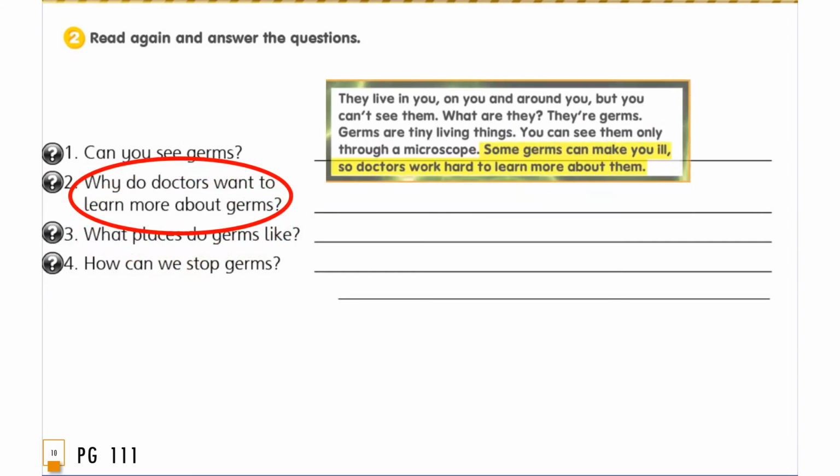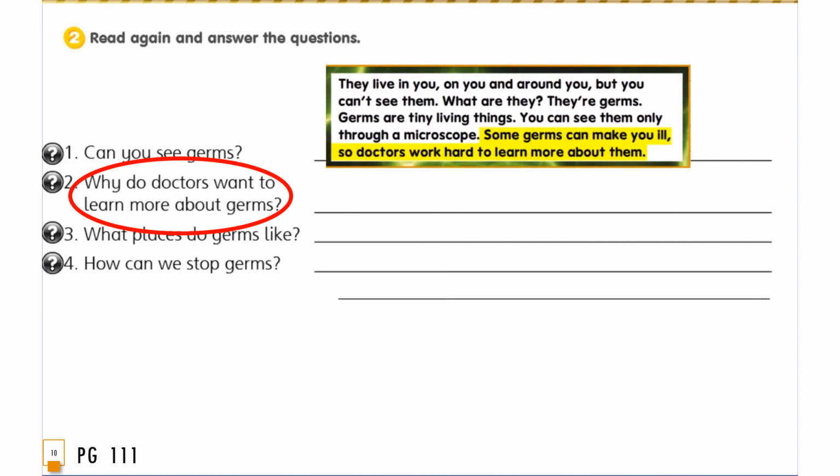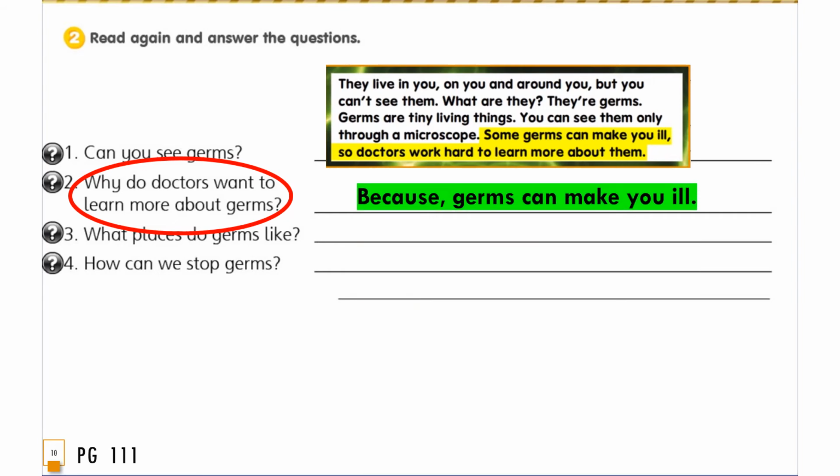This one, you can see here, some germs can make you ill. So doctors work hard to learn more about them. Why do doctors want to learn more about germs? Because germs can make you ill. So the doctor can learn more about germs, how they make you ill, what they can do to help you get better, what medicine they can make, and what vaccine they can make to kill the germs.